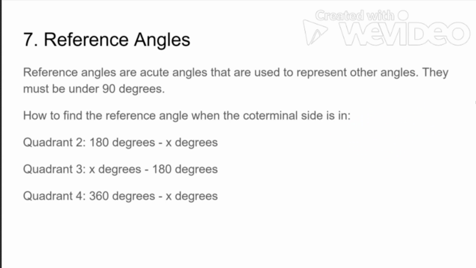So, reference angles. Reference angles are acute angles that are used to represent other angles, and they must be under 90 degrees. How do we find the reference angle when the terminal side is in the second quadrant? We have to do 180 degrees minus x degrees, the amount of degrees you want to use to find the reference angle. If it's in quadrant 3, then you do x degrees minus 180 degrees. And if you're in the fourth quadrant, you do 360 degrees minus the amount of degrees that you want.